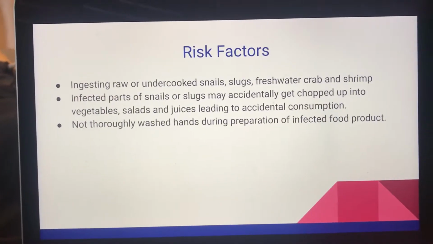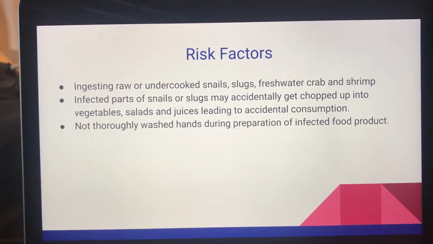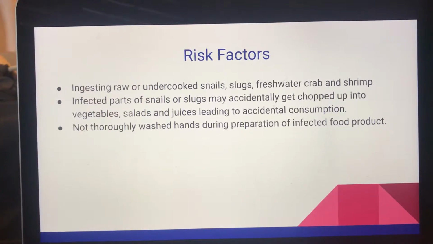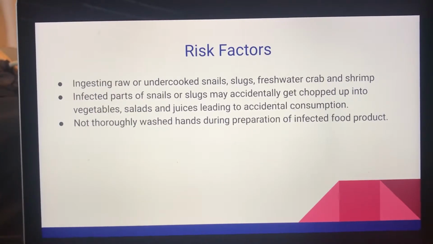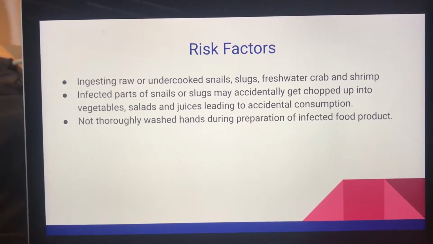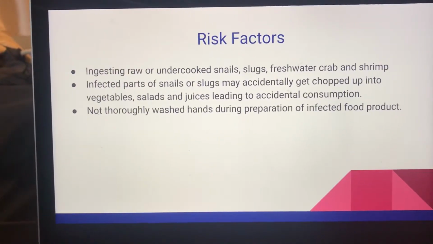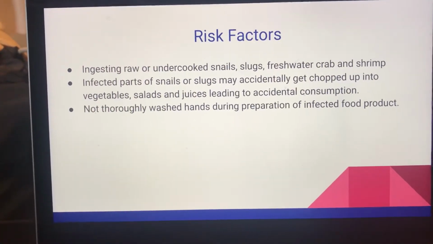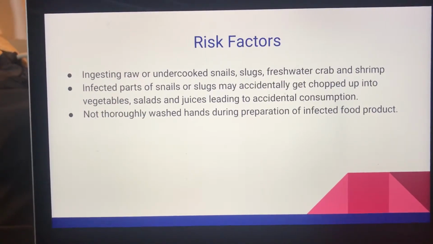Some risk factors are ingesting undercooked or raw snails, slugs, freshwater crab, and shrimp. The infected parts of a snail or slug may also accidentally get chopped up in vegetables, salads, juices, or vegetable products that we consume, and then we end up consuming this by accident. Also, a big thing is maybe not thoroughly washing your hands during the preparation of infected food. So, wash your hands before and after you handle produce of any type, just to be sure.